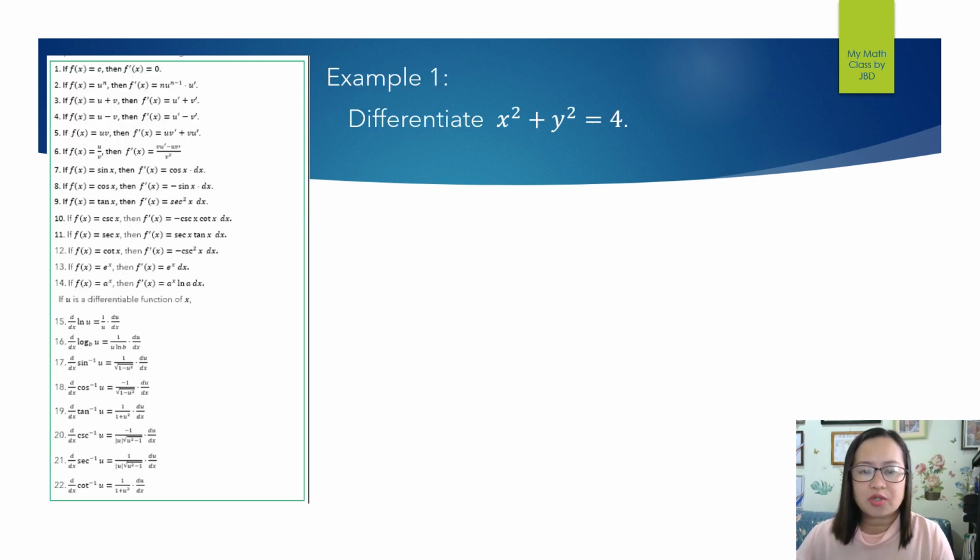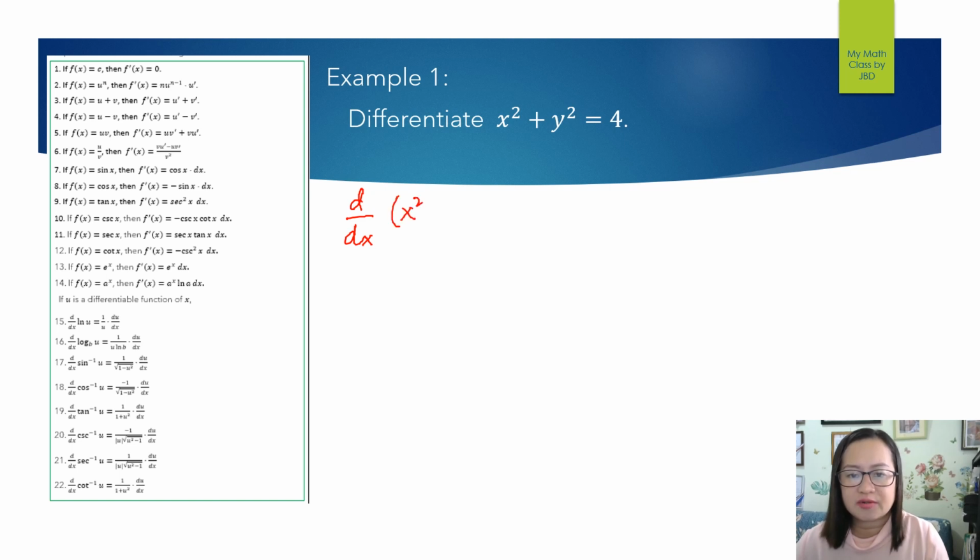Now let's work on the first example. Differentiate x squared plus y squared equals 4. The first step is to differentiate both sides. So all we have to do is to get the derivative of x squared plus the derivative of y squared with respect to x, and then get the derivative of 4.